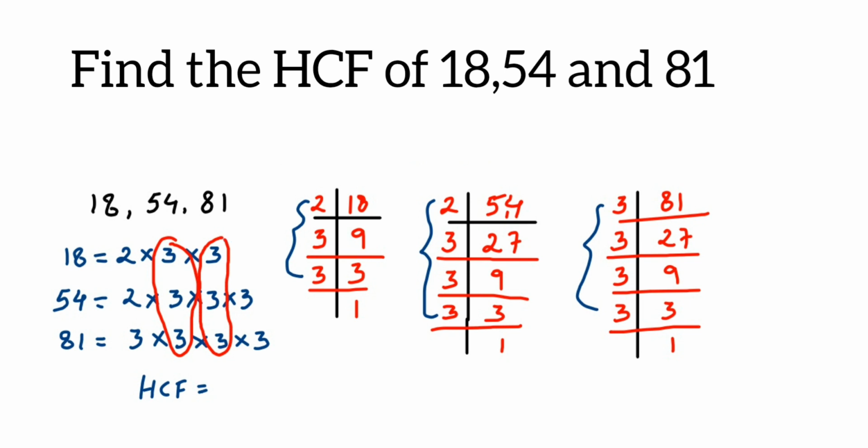Now, if you observe, this 3 can be paired up with this, but it is not present in the factors of 18. The prime factor should be present in all the 3. Circle them, take it as a common. Now, once you have done this, you should take one factor. So from here, I'll take 1, 3. From here, I'll take 1, 3 and then multiply. So 3 threes are 9. So 9 is the HCF of 18, 54 and 81.